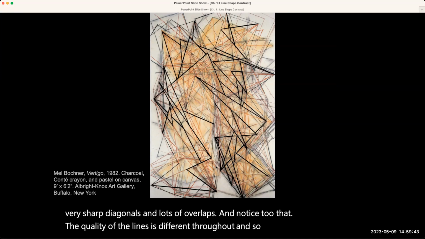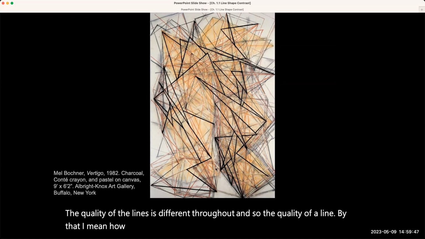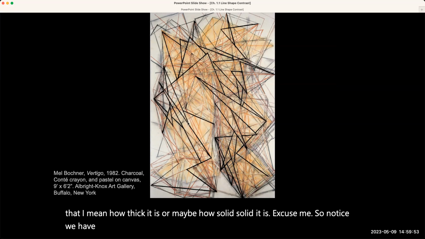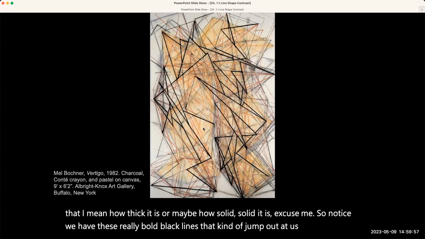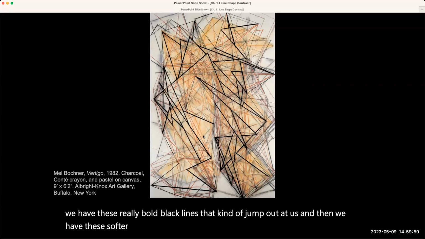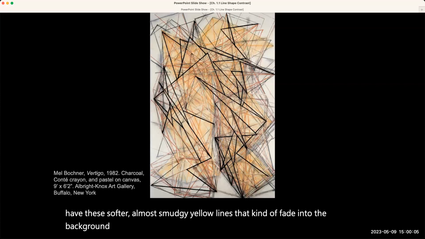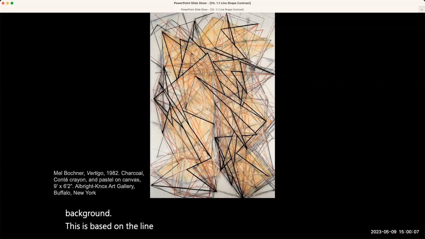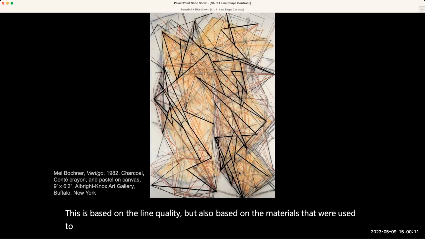And so the quality of a line, by that I mean how thick it is, or maybe how solid it is. So notice we have these really bold black lines that kind of jump out at us. And then we have these softer, almost smudgy yellow lines that kind of fade into the background. This is based on the line quality, but also based on the materials that were used to create these lines.